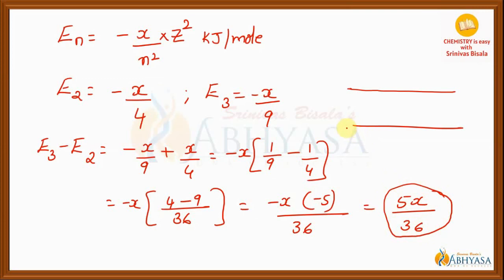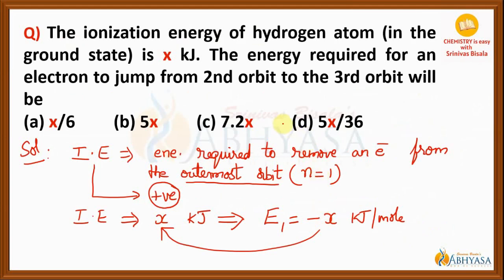We know that for an electron to jump from second orbit to third orbit, it should absorb energy which is equal to the difference in energy of the two levels. We know that second orbit energy is minus x by 4 and third is minus x by 9. We simply calculated the difference in energy of the two orbits, which is equal to 5x by 36. So here our answer is option D.